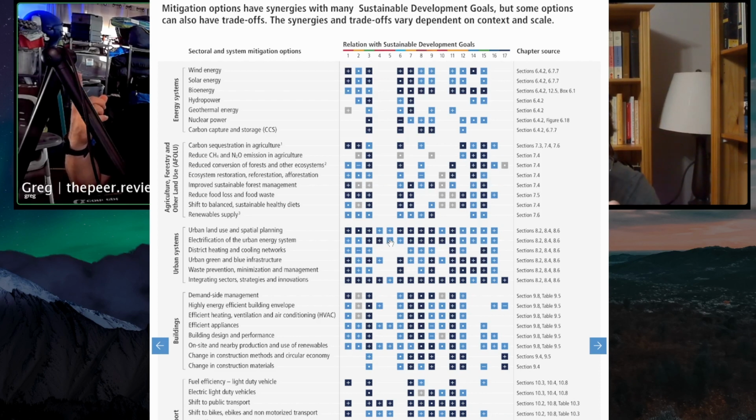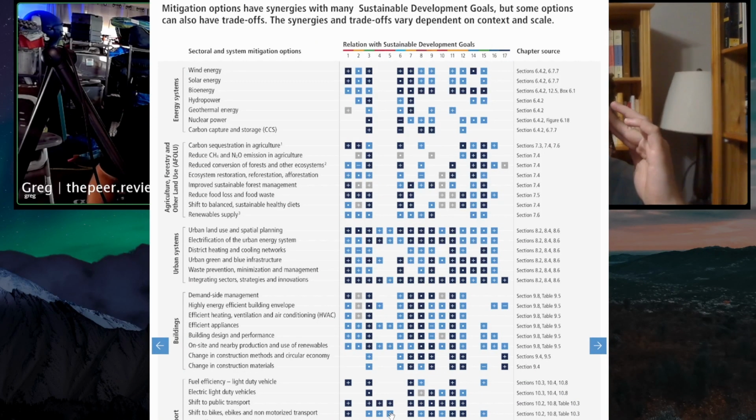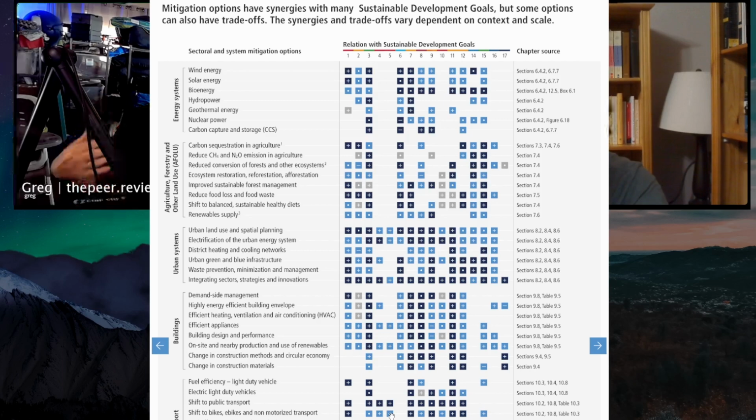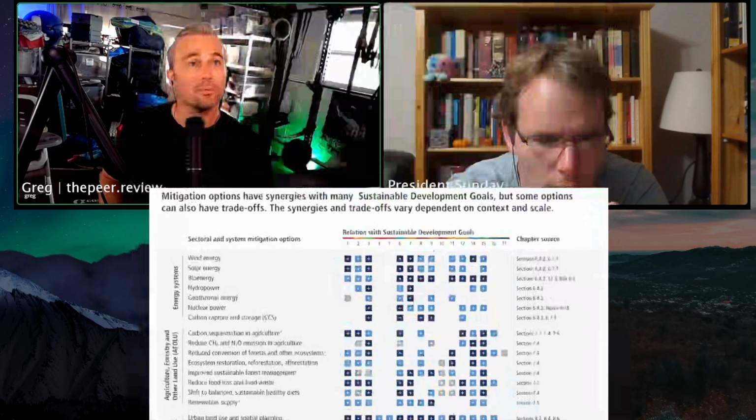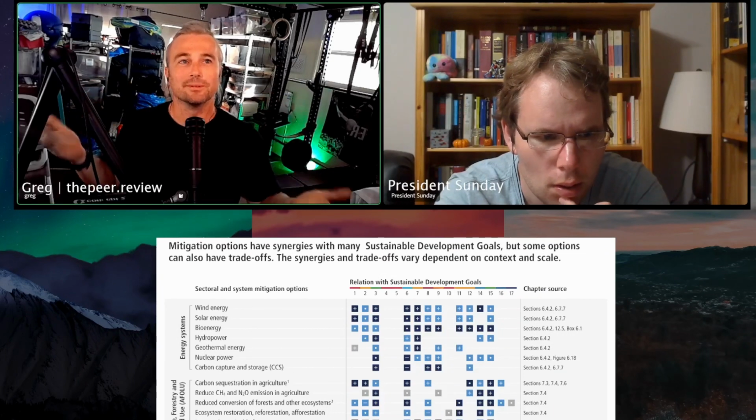Again, gender equality has things to do with electrification of the urban energy system, integrating sectors, strategies and innovations, efficient appliances. And we actually have our first dark blue one. High confidence that gender equality and shift to public transport are synergized. There's also high confidence that gender equality and electrification synergize together. So why is that? To find out, you have to go into the chapter source and read it. It's a 1,000-page document, but the whole point is that I read it, so I can tell you.